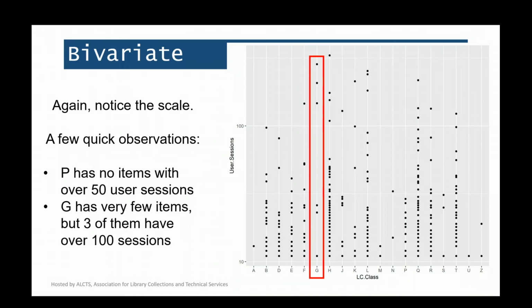And then you go back to your underlying data. You can create a filter, and you can look at just G call number items, and you can say, what are these items in G that have such high usage? And then you can do whatever with that information. You can figure out, is it being used for a class? Do we need to purchase more items like that and add them to our collection, and so on.